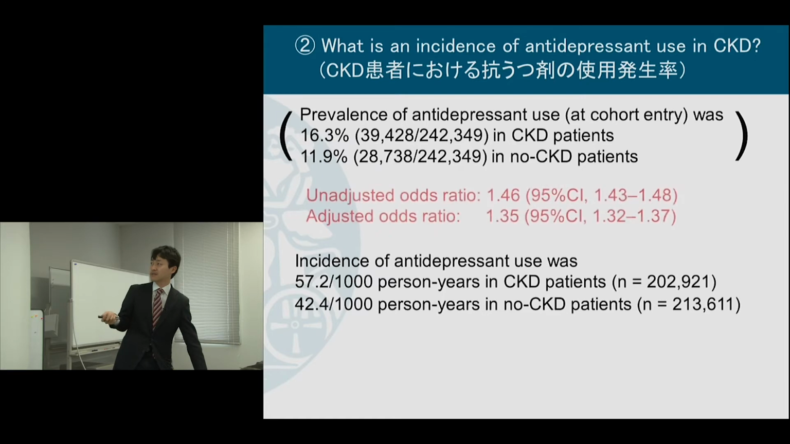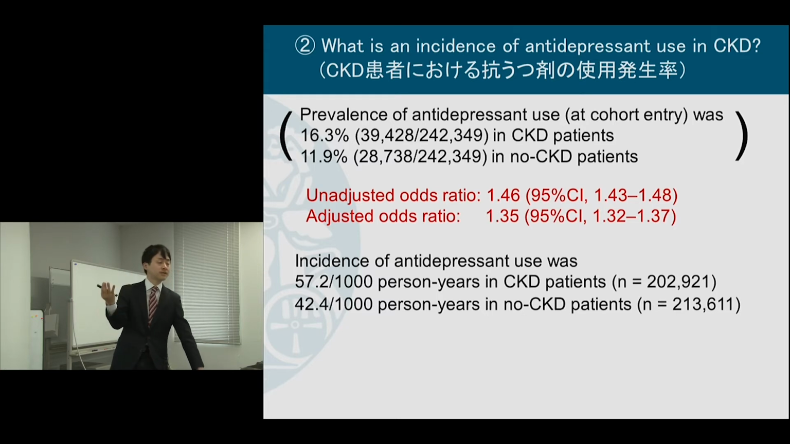And I also did adjusted analysis by logistic regression analysis for prevalence. So adjusted odds ratio was 1.4 before adjusting for confounding factors. And after adjusting for confounding factors like diabetes and cancer and other lifestyle-related factors such as BMI and smoking history, it was 1.35.